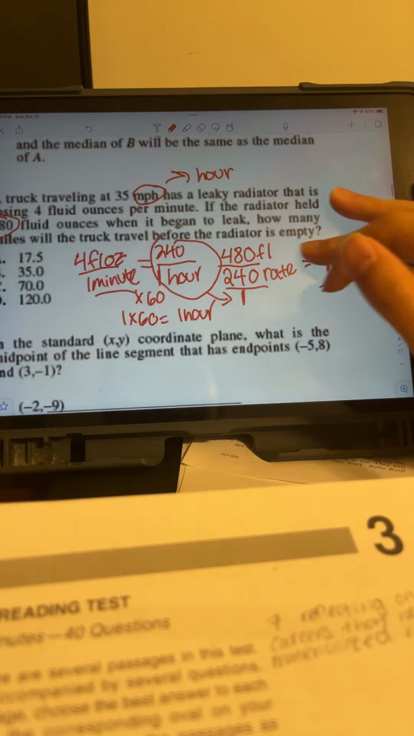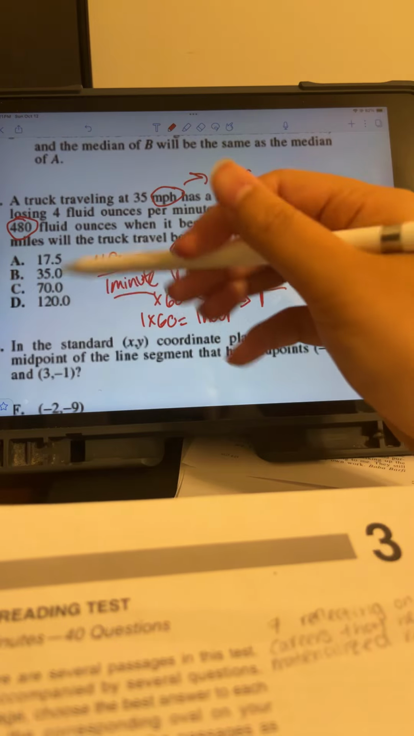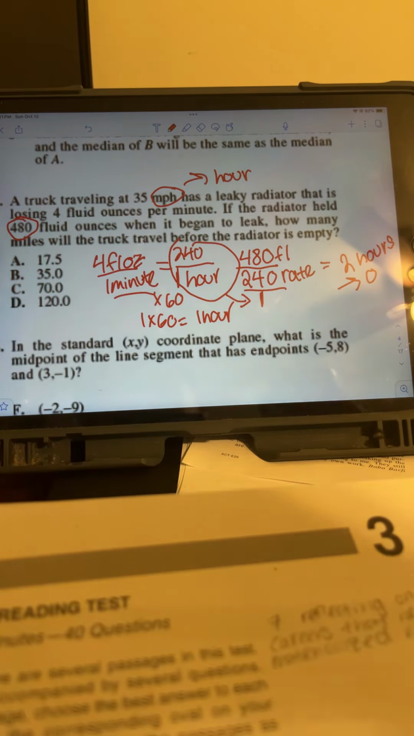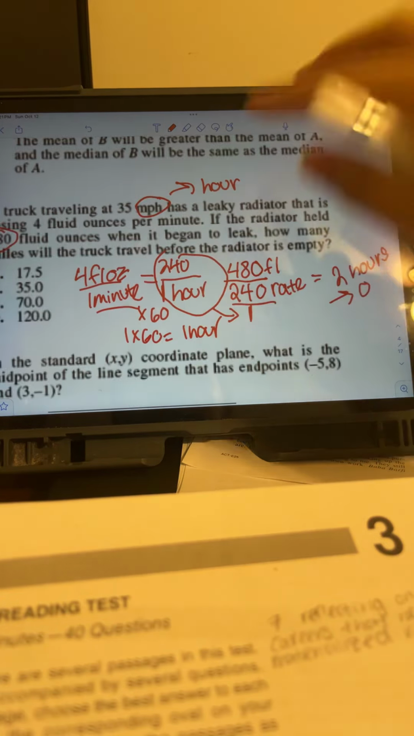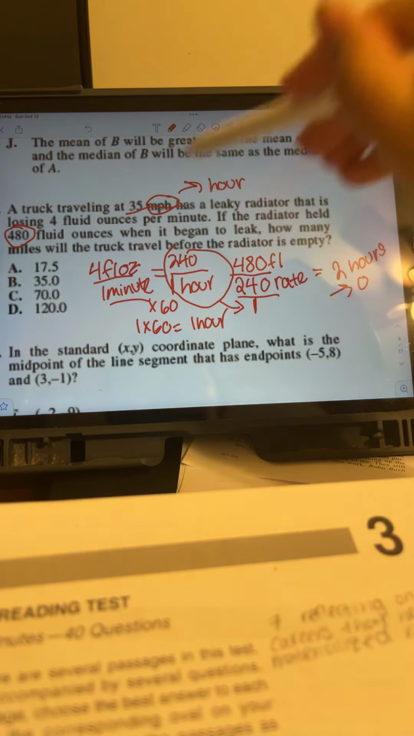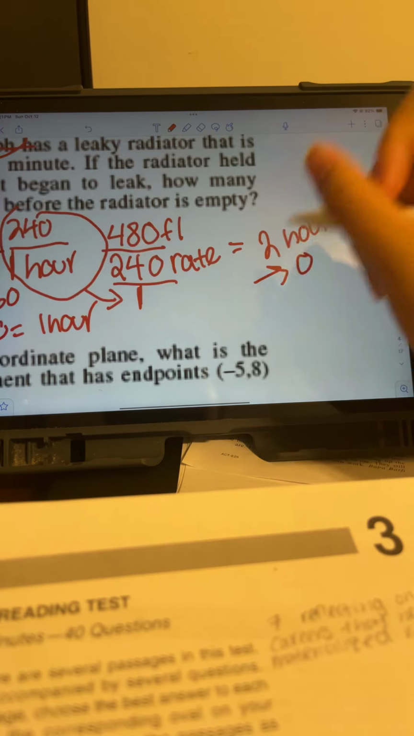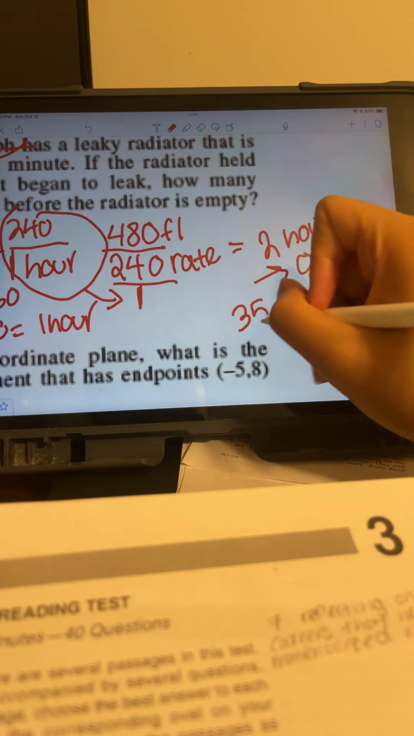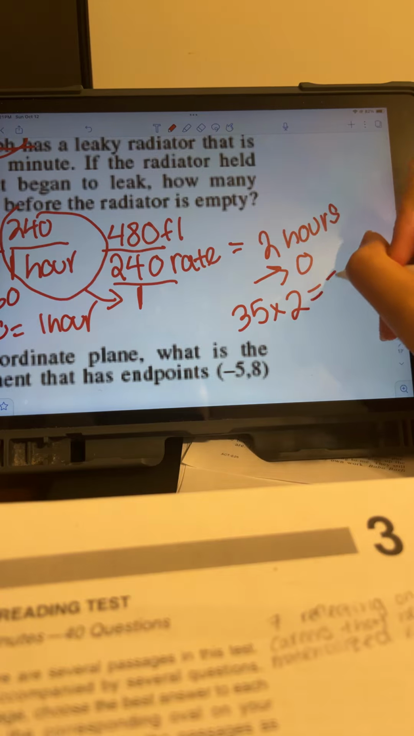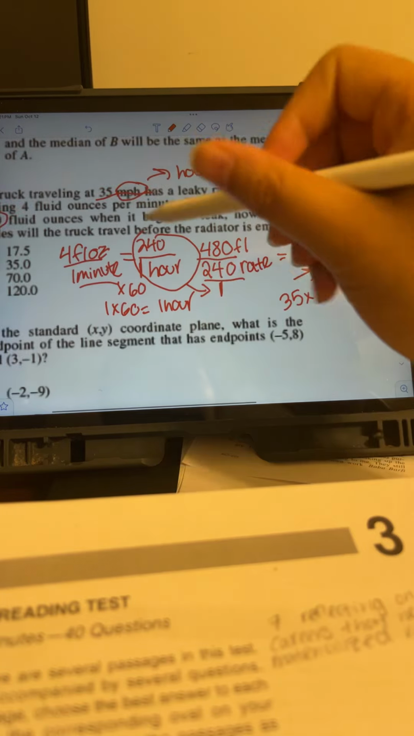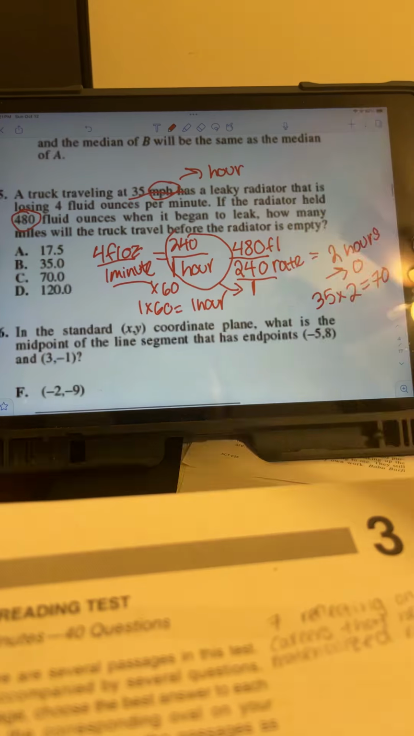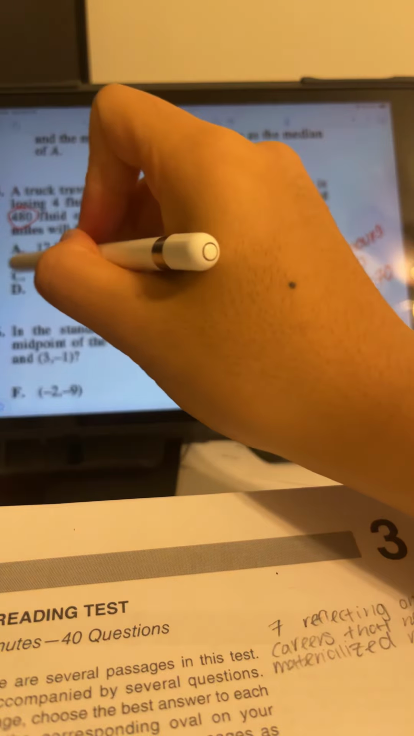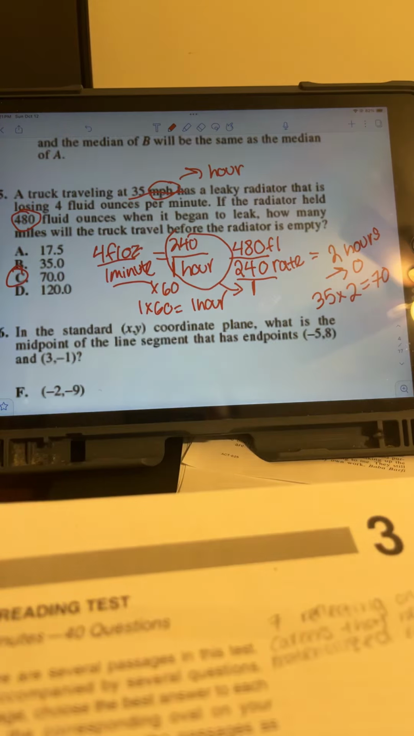Now, we're not done yet, because as you can see, 2 hours is not in the answer choices. 2 hours, right? And the truck is going 35 miles per hour. So 35 times 2 equals 70, because once again, this time we're looking not at how fast it leaks, but how fast the truck is actually going. So 35 times 2 is 70. And that is your answer, letter C.